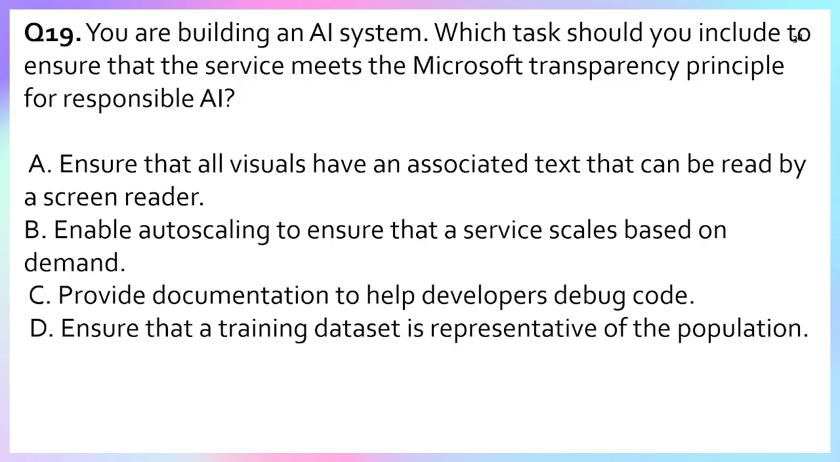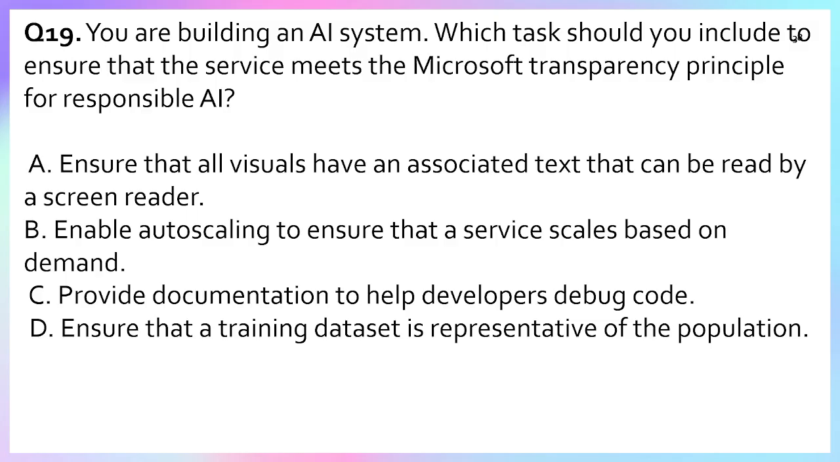Option A is talking about ensuring visuals have text for a screen reader. Right, this is related to inclusiveness, because visuals having text for the screen reader is part of inclusion. Option B, enable auto scaling. This relates to reliability and performance, not transparency.